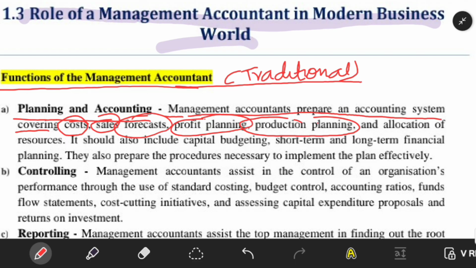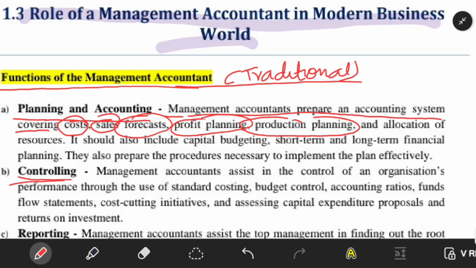Next is controlling. After making the plans, the next step is to check whether everything is going as planned. So the management accountant helps to control the business activity using tools like standard costing, budgetary control and cost control techniques, which you will learn later. If the costs are going too high or sales are falling, they report this and suggest corrections.